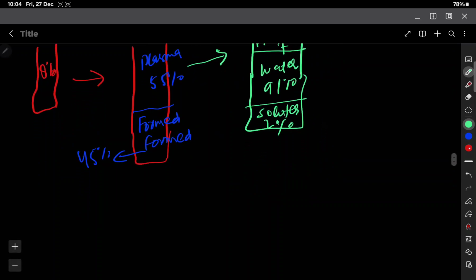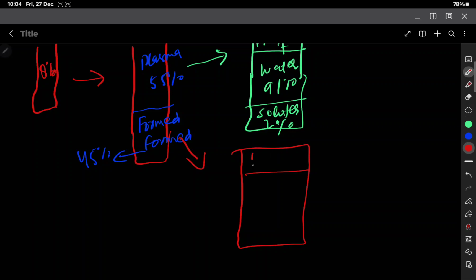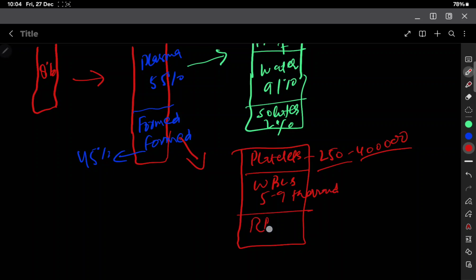Now the second thing is the formed elements. Platelets are there, almost 250,000 to 400,000, which is the normal platelet count. Then it contains white blood cells, 5 to 9,000 normal, and RBCs, which are 4.2 to 6.2 million. So that is the composition of the blood.